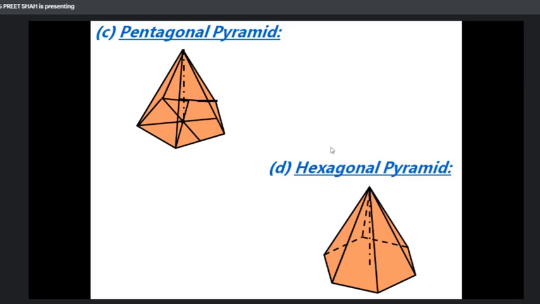Understand? Okay, so prism and pyramid are completed here. A prism has two bases, top and bottom, with the same shape, and all edges of the base are connected by rectangle faces. In a pyramid, there is one base, one apex point, and all the edges of the base are connected to the apex point. Okay, next one.